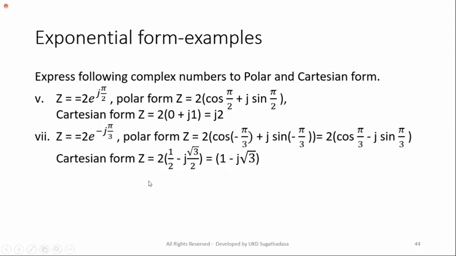This one, polar form cos minus pi by 3 plus j sin minus pi by 3. Remember your previous knowledge first. You cannot ignore what you have learned from the first semester, right? You have to brush up your knowledge. Cos minus theta is cos theta. So cos pi by 3 minus j sin pi by 3. Cos pi by 3 means 60, cos 60 is half, sin 60 is square root of 3 by 2. So finally you get the Cartesian form, 1 minus j square root of 3.